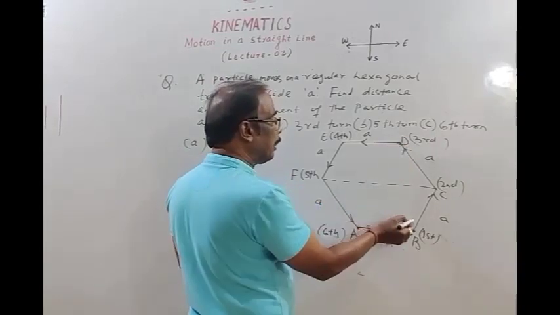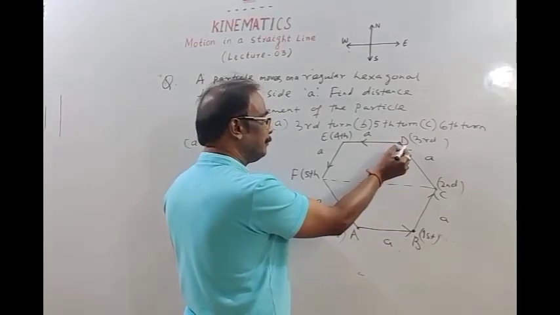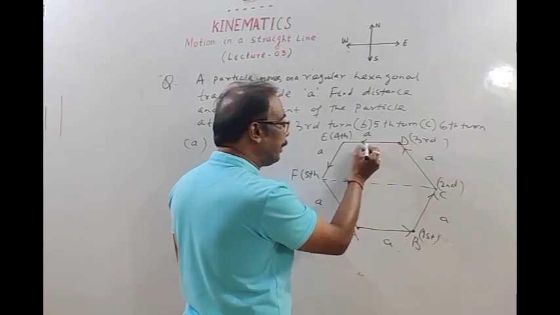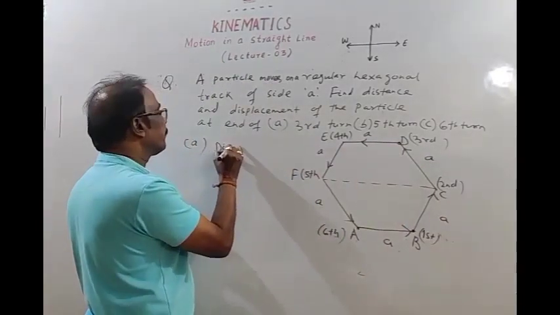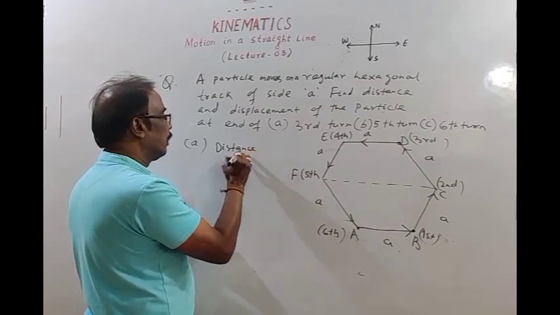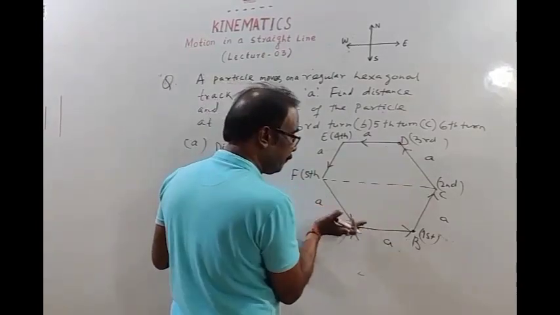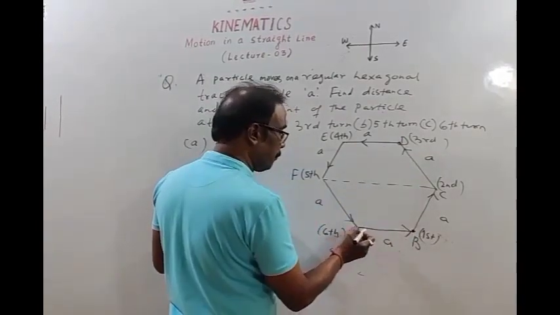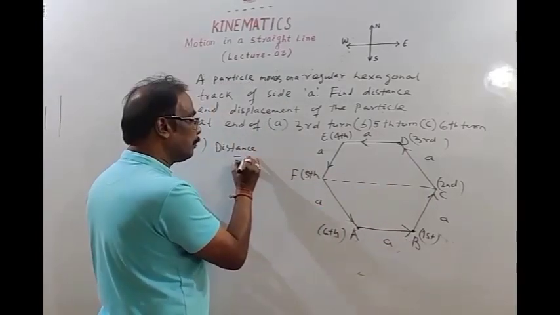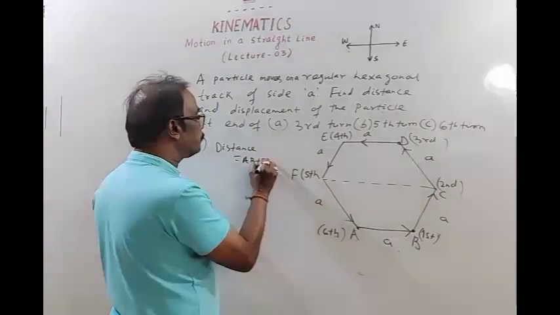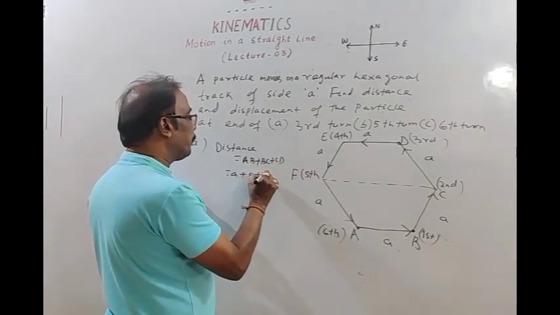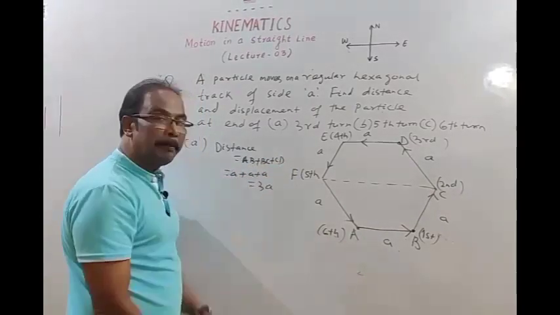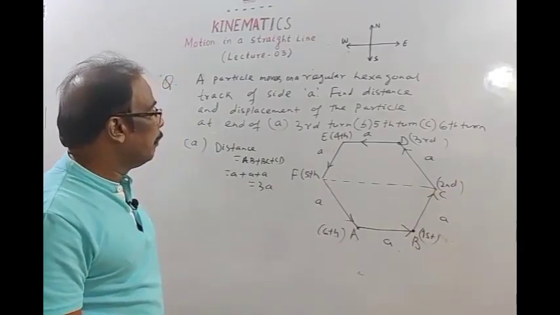At the end of third term, the particle is just crossing the point D. Path length means the actual path distance from A to D. From A to D, path length is AB plus BC plus CD, that is a plus a plus a, which equals 3a. Path length is 3a at the end of third term.